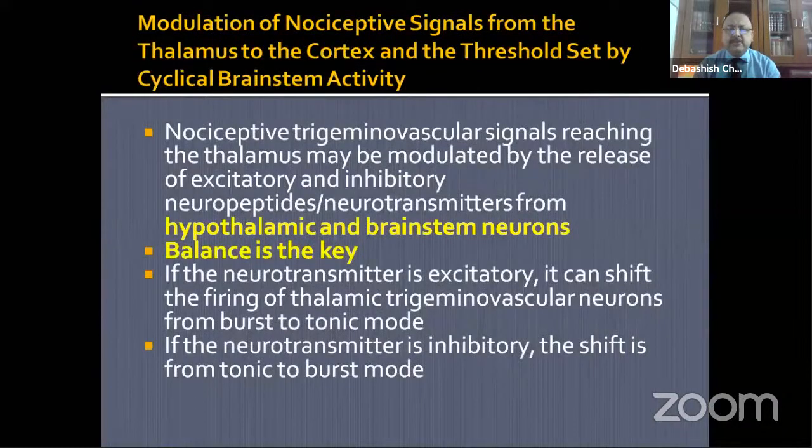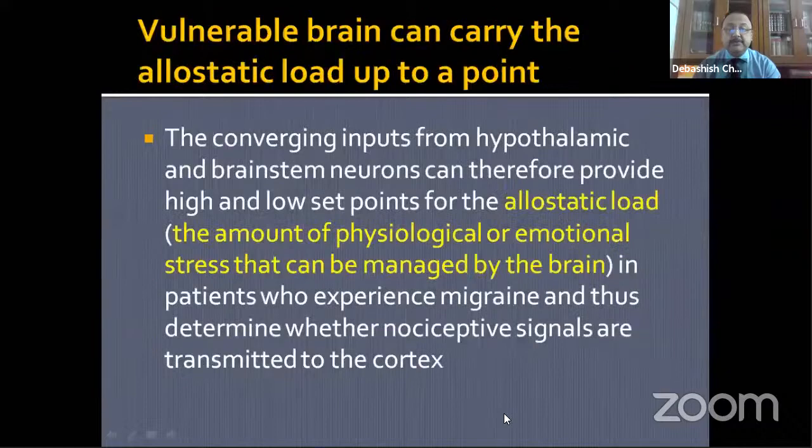So the next question comes: okay, now we know how nociceptive impulses are created in the trigeminal ganglion. But the question is, how does it go up into the brainstem, and from the brainstem into the cortex, for the conscious perception of the pain? Now, there is a balance in the brainstem. There are two types of neurons, one called the excitatory neuron, which secretes excitatory neurotransmitters, and the others which secrete inhibitory neurotransmitters.